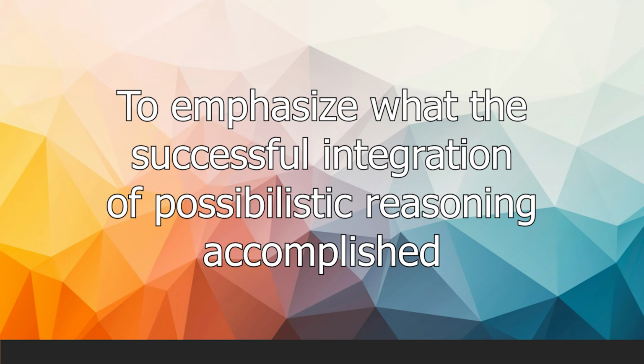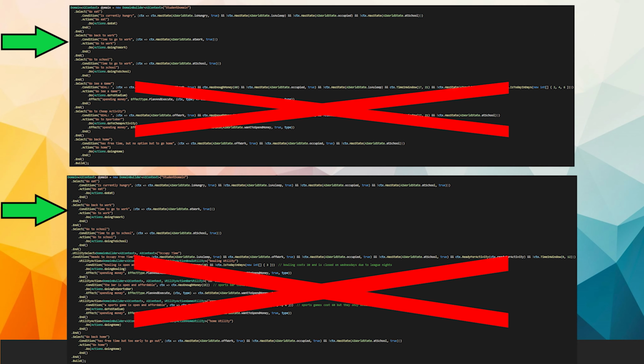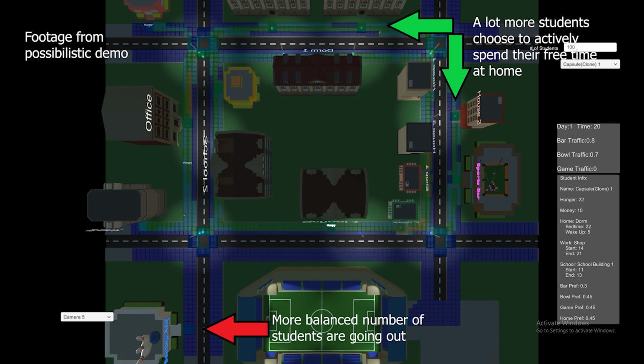To help emphasize what the successful integration of possibilistic reasoning accomplished, I'll now cover the emergent behaviors that appeared in the possibilistic demo and how they differ from the simple behaviors present in the base demo. Since the core of the different HTN domains was more or less the same to cover the basic responsibilities, the most glaring difference between the two demos was that students seemed much more active in their free time in the base demo than in the possibilistic demo.